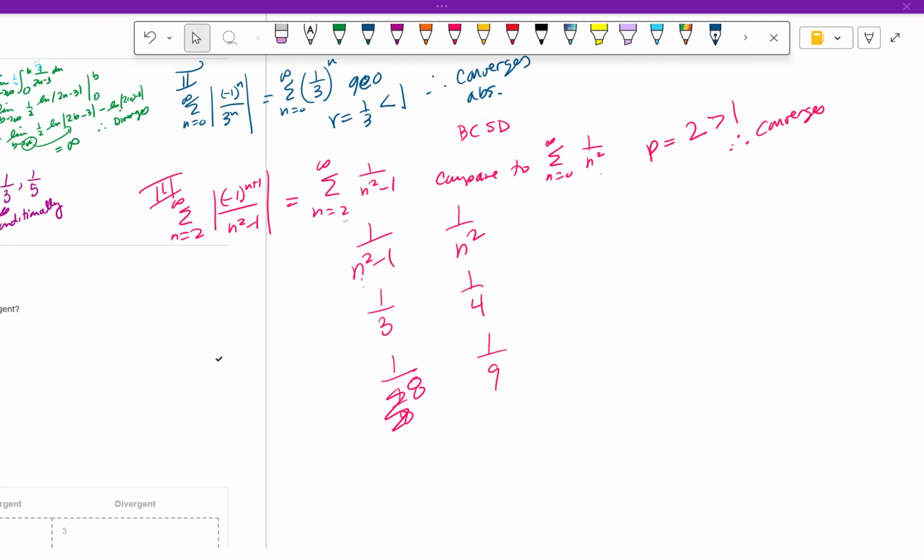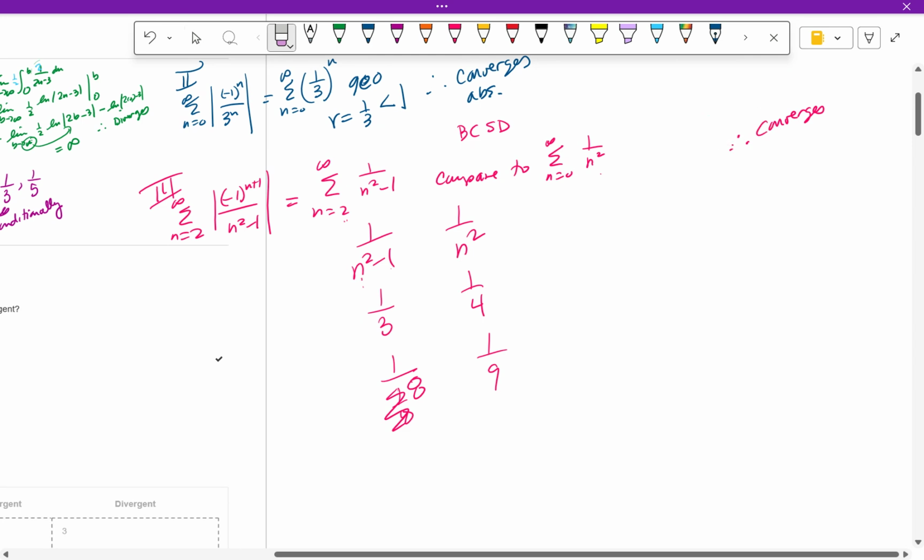Comparison tests. Okay, where's my limit one? All right, so I have to do the original over the comparison, right? Okay, so I'm gonna retool. I made a mistake, right? It wasn't working well, so I'm gonna keep that though.